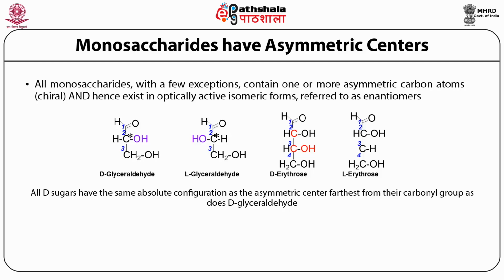So all D sugars have the same absolute configuration as the asymmetric center that is farthest from their carbonyl group, as does D-glyceraldehyde. So in D-glyceraldehyde, at the asymmetric carbon atom, which is C2, you see that the hydroxyl group is placed on the right side. In L-glyceraldehyde, the same hydroxyl group at C2 is positioned on the left side.